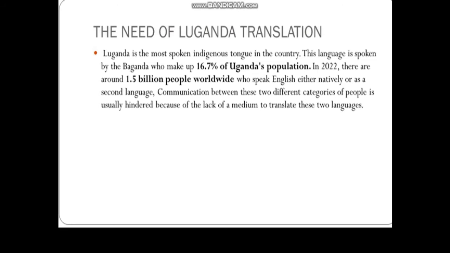In 2022, there are around 1.5 billion people worldwide who speak English either natively or as a second language, including Ugandans. Communication between these two different categories of people is usually hindered because of the lack of a medium to translate these languages.